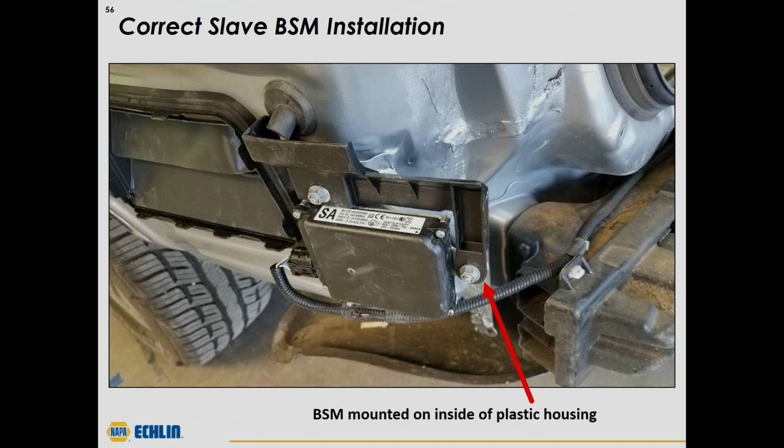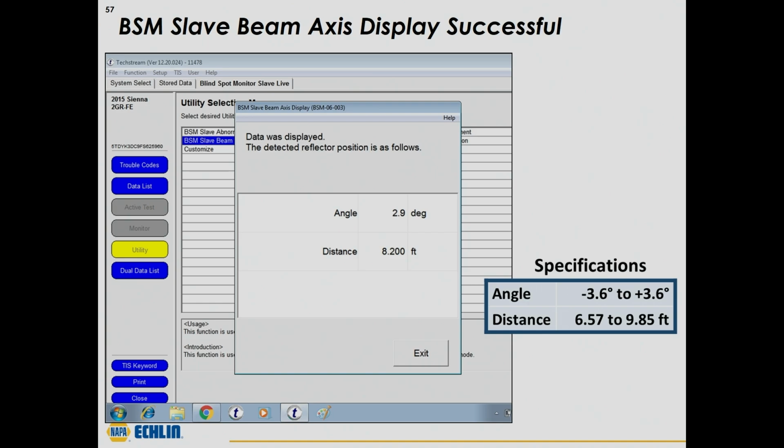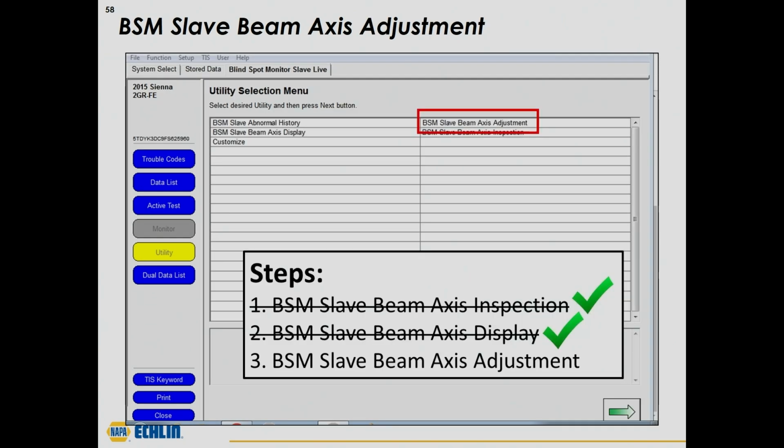They verify that the specification is the same as the right-hand side. We're now good to go. We're going to proceed with the axis inspection again. So specifications for this module is anywhere from negative 3.6 degrees to positive 3.6 degrees, and we have a reading of 2.9. So we're within specification, and now we're able to check that off our checklist.